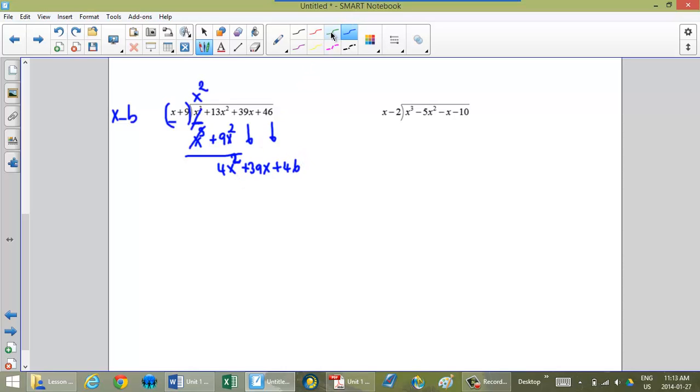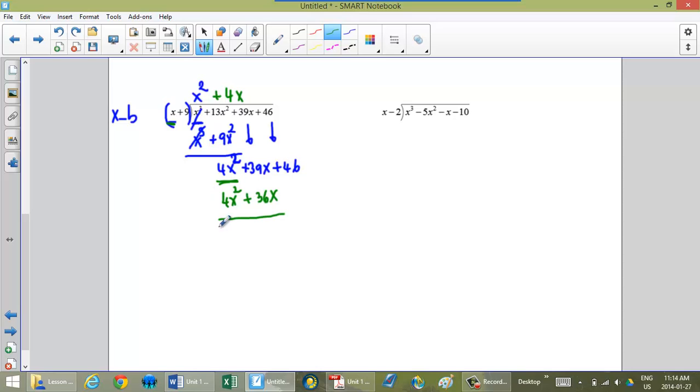And now again, we're comparing the leading term in what's left of our polynomial and the leading term in the binomial we're dividing by. How many times does x go into 4x squared? Well, I know it's going to be a 4 because there's a coefficient of 4, and I need one more x to get to x squared, so plus 4x. 4x times x plus 9. So 4x times x is 4x squared, and 4x times positive 9 is 36x.